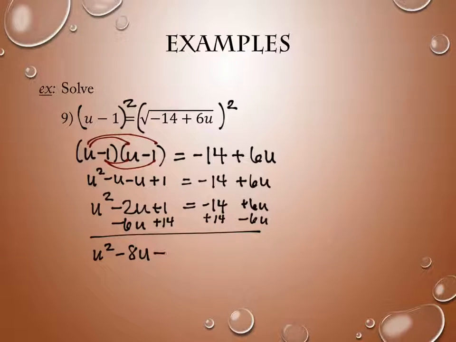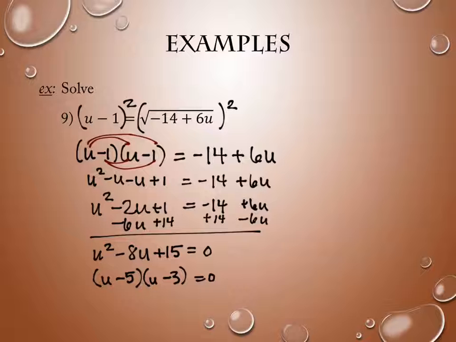Minus 8u and plus 15. Again, there's no guarantee that it's going to factor, but if it does, that's the easiest way to continue through the problem. So we'd like to try. Does this one factor? It does. Into what? Minus 5 and minus 3, yeah.